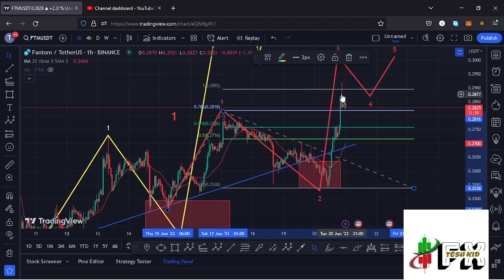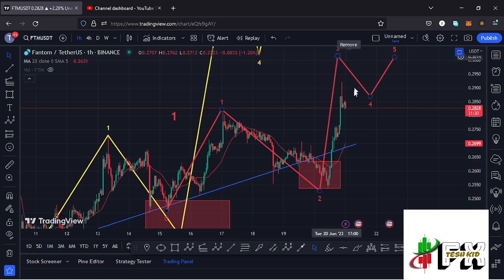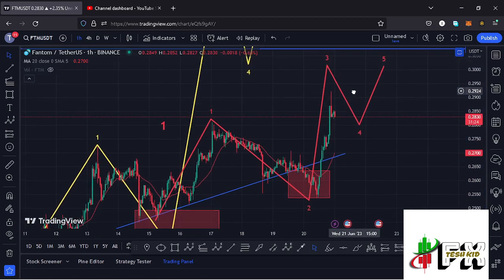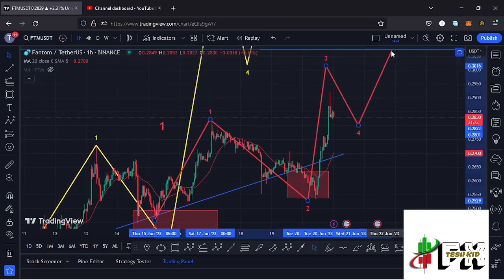That is where we have our high at around the $0.29 mark, and there are chances that this might be the high for this wave 3 before we can expect a bit of a pullback on the charts in the formation of that wave 4. Then we can continue gearing up in the formation of that wave 5 to the upside.